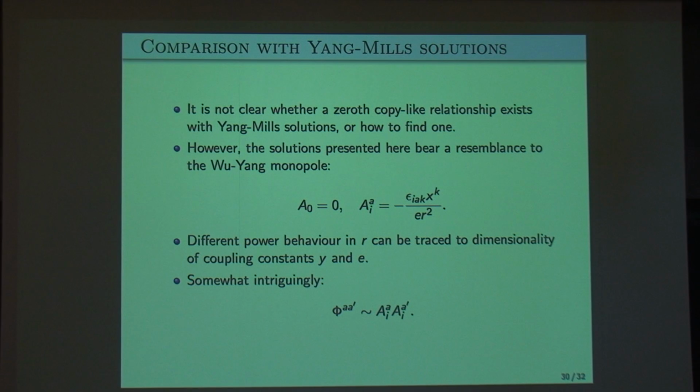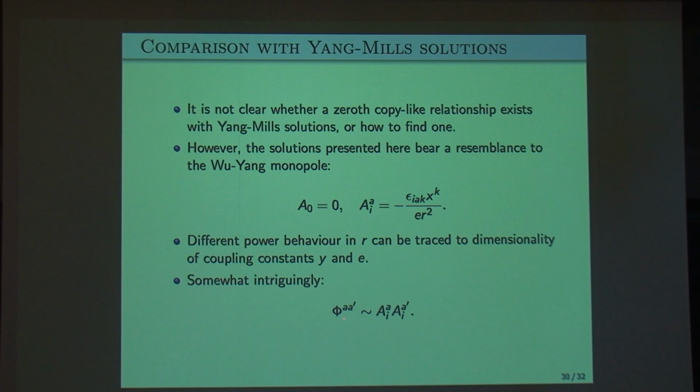So there is a gauge in which you can write the Wu-Yang monopole as 0 for the zeroth component, and then this combination here for the space-like components. And the different power-like behaviour, so this is 1 over r rather than 1 over r squared, can just be traced to the different dimensionalities of the coupling constants, the biadjoint and the scalar theories.